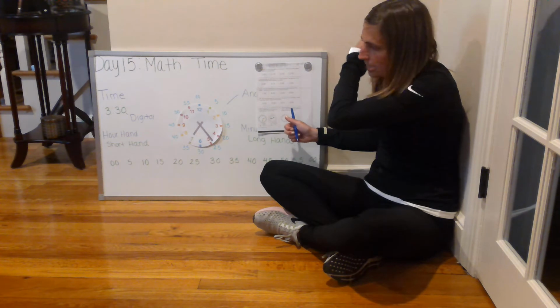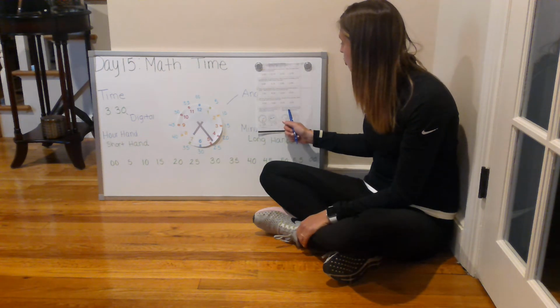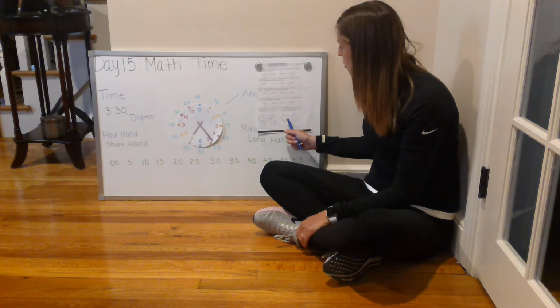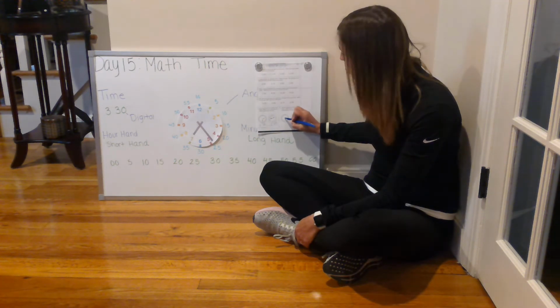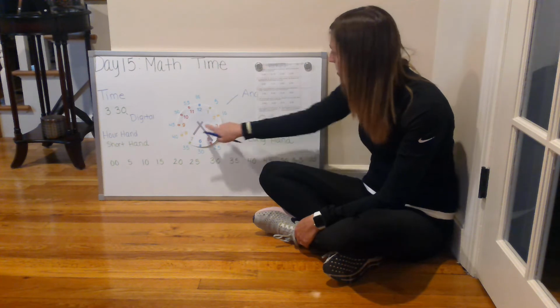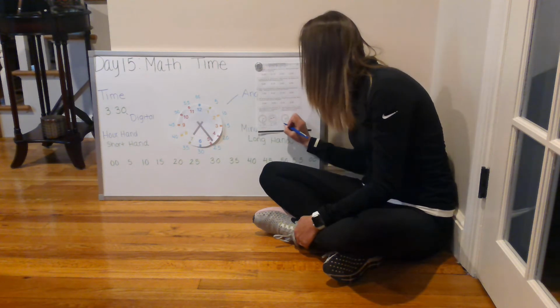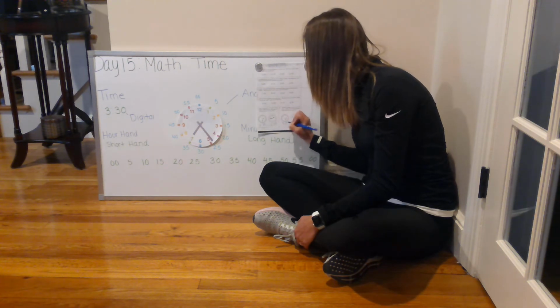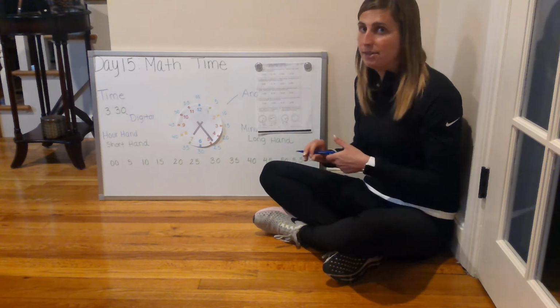Then number 6, it says add 30 minutes to the time on the clock. Draw arms on the second clock to show the new time. So the time here, the hour hand is on the 5, which is the short hand, and the long hand is on the 3, which is the minute hand, and 3 in minutes represents 15. So the time here, let's write below, is 5:15. We have to add 30 minutes to 5:15.